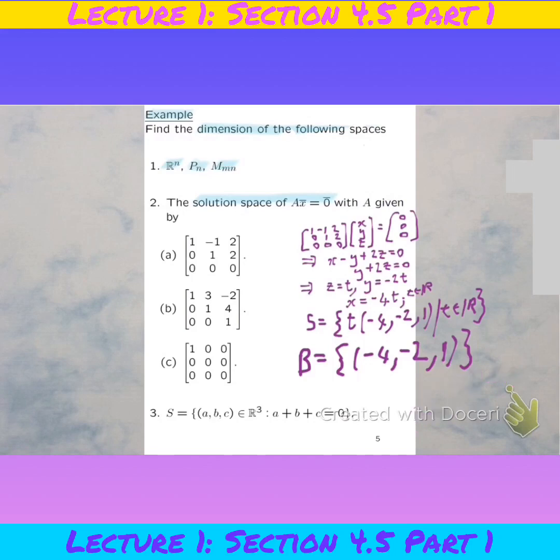All we need to check is that the set B spans the set S. Look at the set S. S is just a linear combination of the vector -4, -2, 1. So therefore it's easy to see that the span of B is clearly S. So therefore the basis for S is this vector -4, -2, 1. So what is the dimension of S? The dimension of S is the number of vectors in my basis, which is in this case 1.